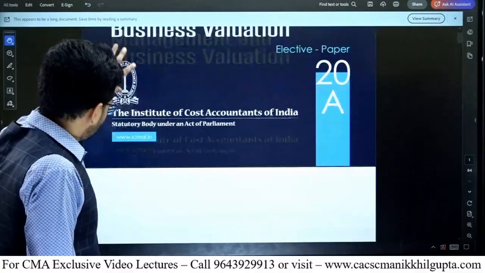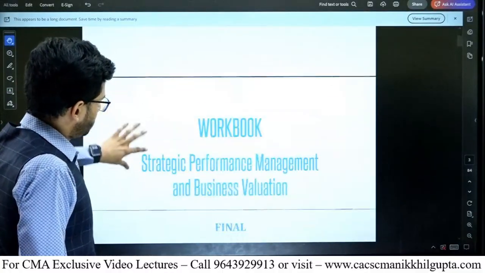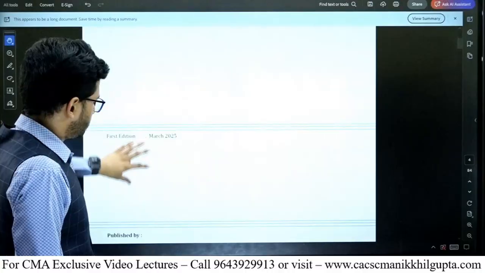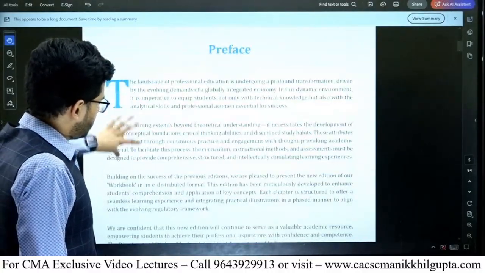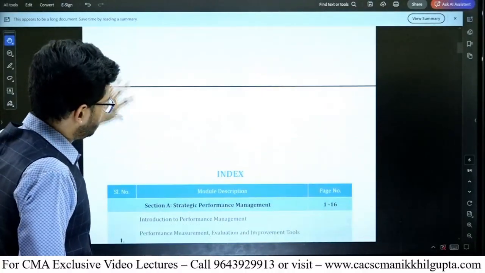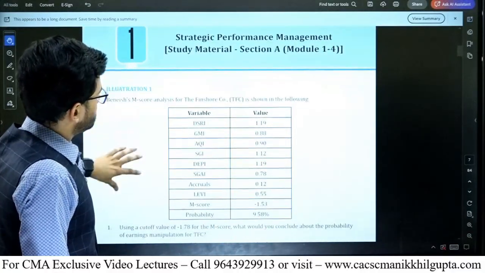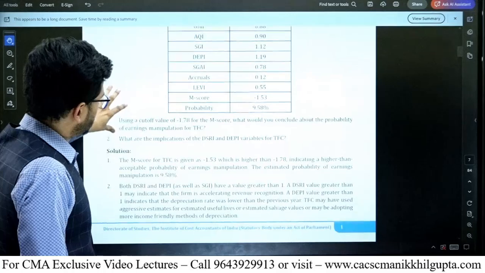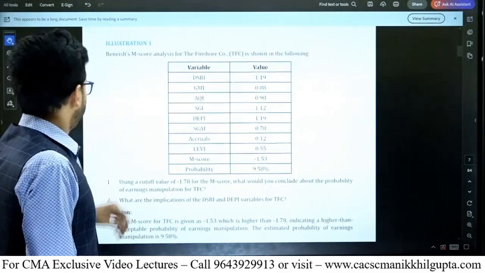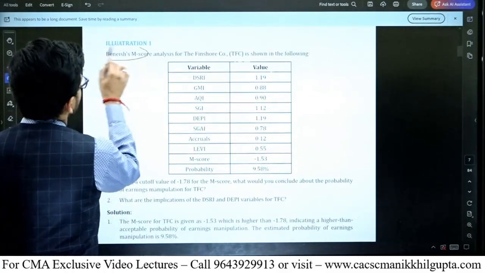So let's start the workbook, and let's start with the first module. The first module is dedicated to the risk management chapter. Yes, strategic performance management and the risk management chapter, where we have already studied the Beneish M score, right?